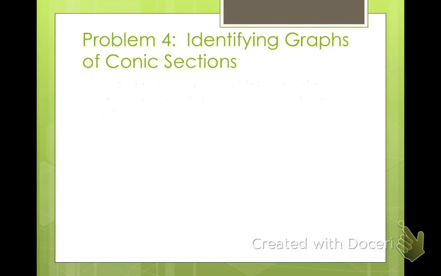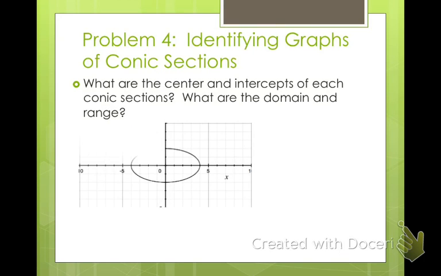So just identifying these, I want you to tell me what are the centers and the intercepts of the conic section and the domain and range. So this is an ellipse. If you just look at it, you can see that our center is here at 0, 0. And our domain are our x values, so they go from negative 4 to 4, and our y values go from negative 2 to 2.